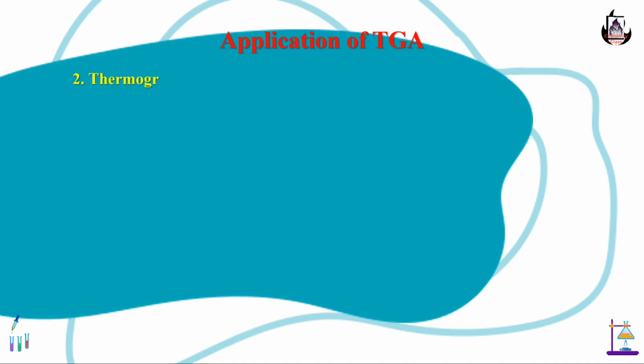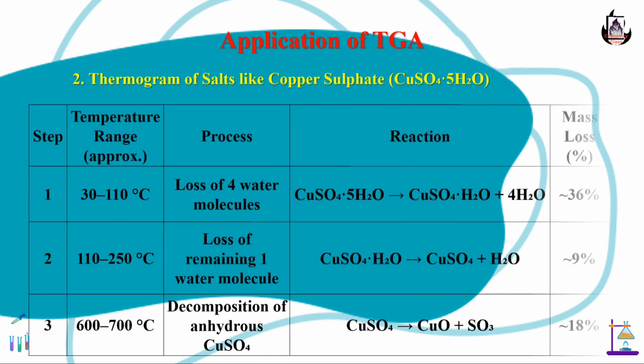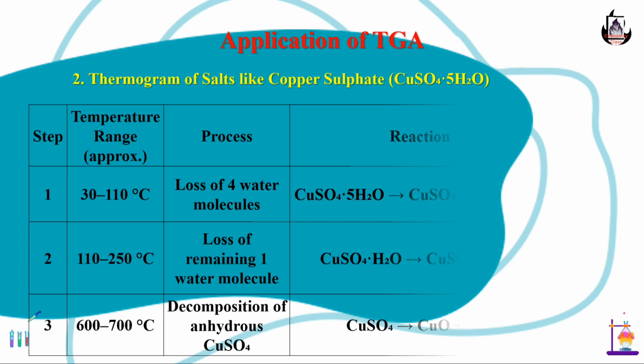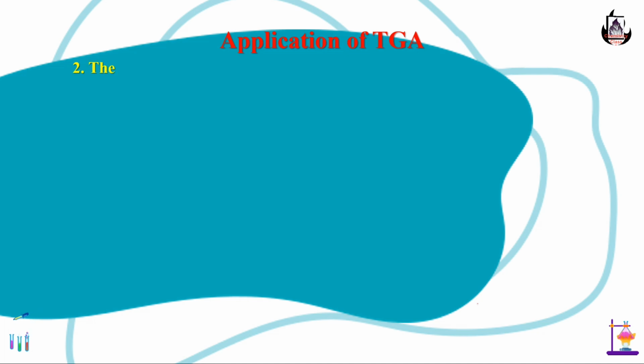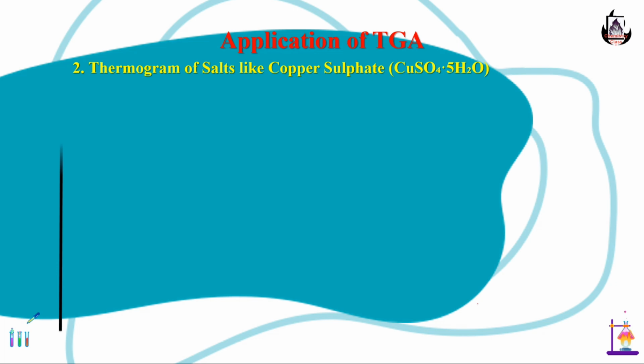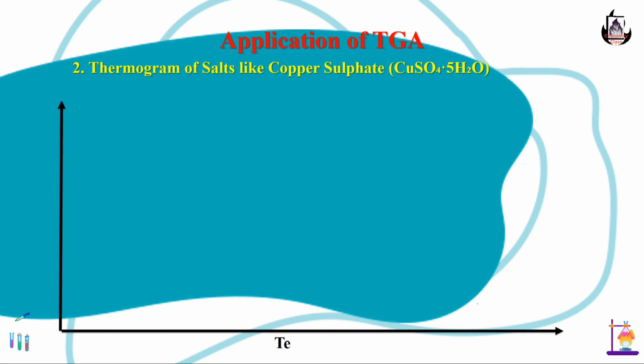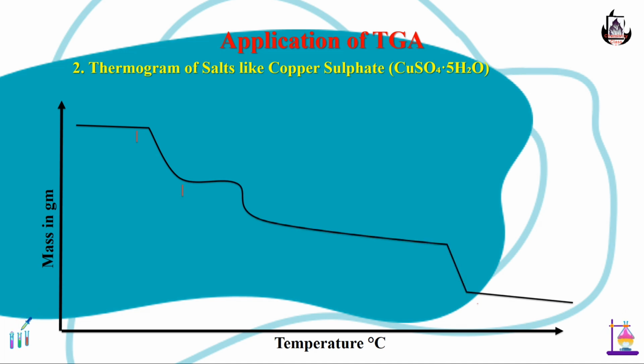Let us now focus on thermogram of copper sulfate. On heating, hydrated copper sulfate loses water in steps before decomposing to oxide. In the first stage, it loses 4 water molecules around 110 degrees Celsius. In the second stage, it loses the remaining 1 water molecule around 250 degrees Celsius, forming anhydrous copper sulfate. In the third stage, anhydrous copper sulfate decomposes to copper oxide around 600 to 700 degrees Celsius.